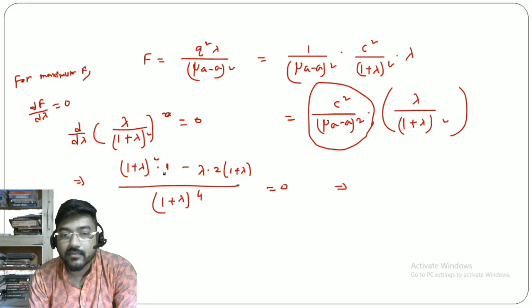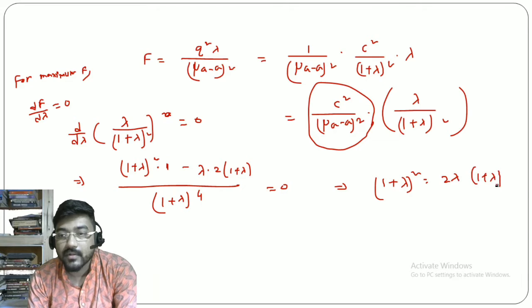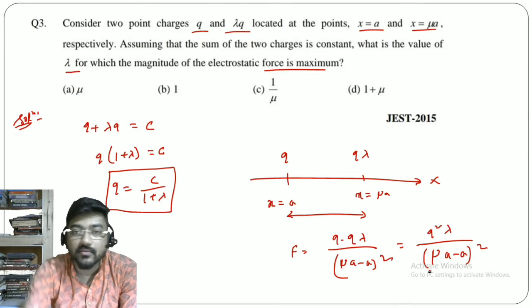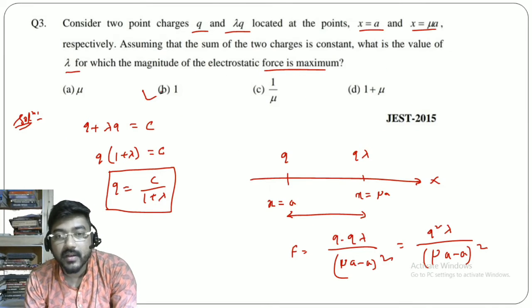So again we can find that this will be 0 only when 1 plus lambda whole square is equal to 2 lambda into 1 plus lambda. Now if we ignore the common factor, it will be 1 plus lambda is equal to 2 lambda. So we have 2 lambda minus lambda is equal to 1. So here lambda is equal to 1. So the value of lambda is 1, for which the force will be maximum. So B will be the correct answer.